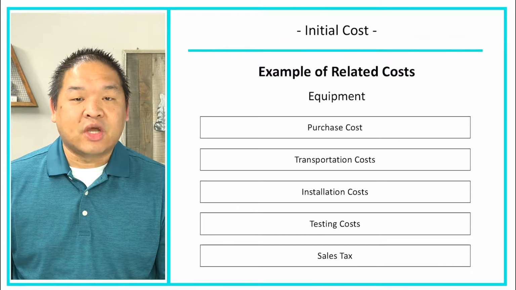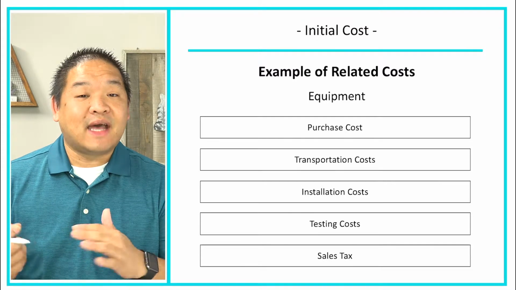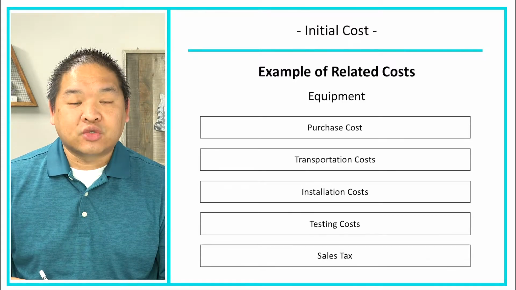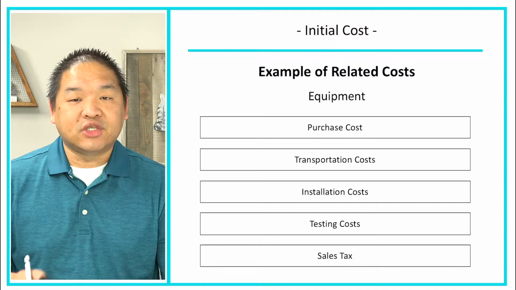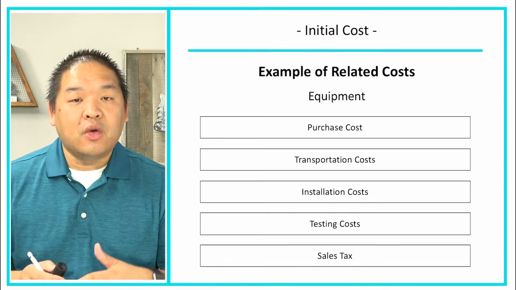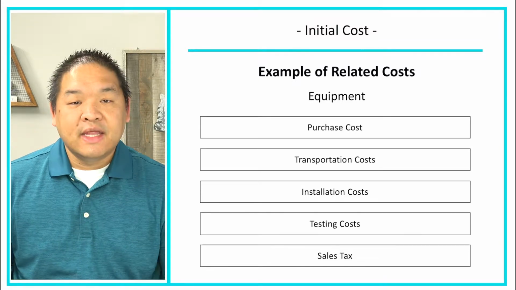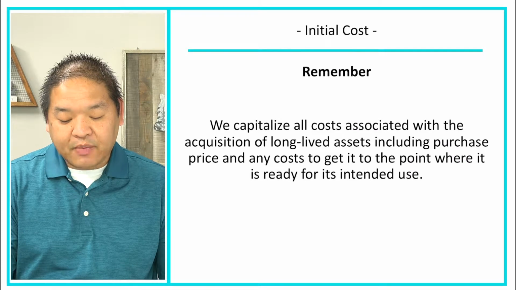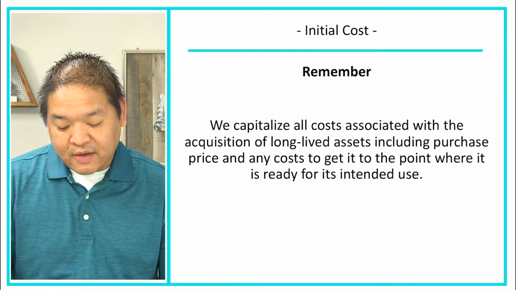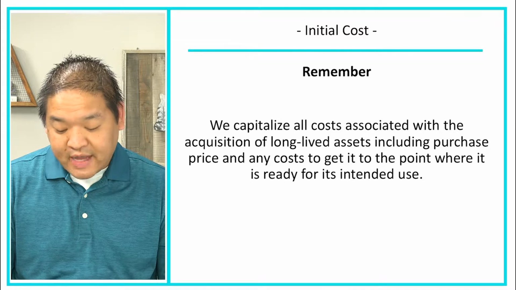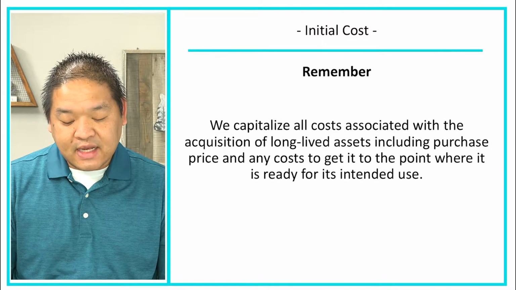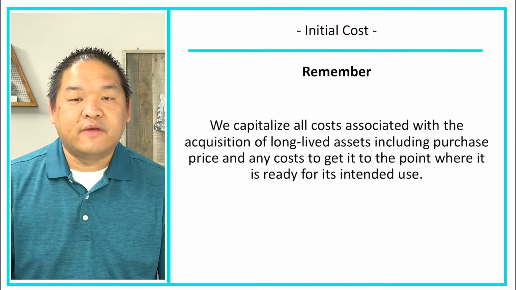And then sales tax obviously would be added to the cost of equipment because that has a direct correlation with the actual equipment purchase. Okay, so these are all examples of costs that would go into or capitalize to these assets. Now remember, we capitalize all costs associated with the acquisition of any long-lived assets, including purchase price and any cost to get it to the point where it's ready for its intended use.